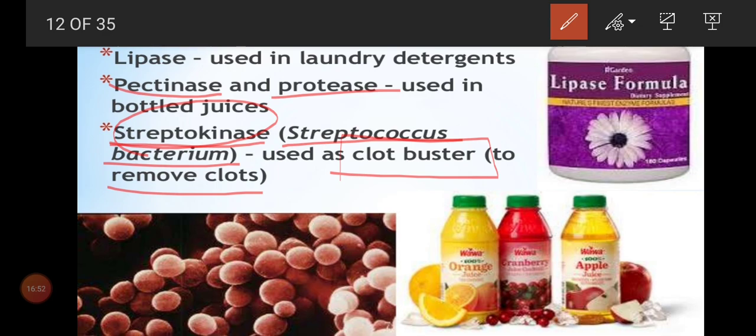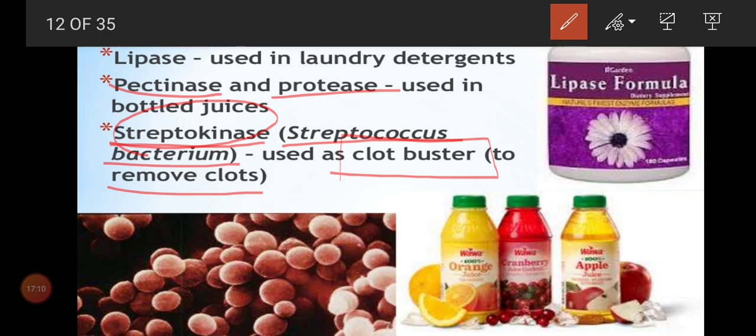Adipella irundha, it will automatically help to remove. So streptokinase is an enzyme which can be taken from the microbe Streptococcus bacterium. So lipase, pectinase, protease, streptokinase, all those enzymes were taken from the microbes for our different purposes.